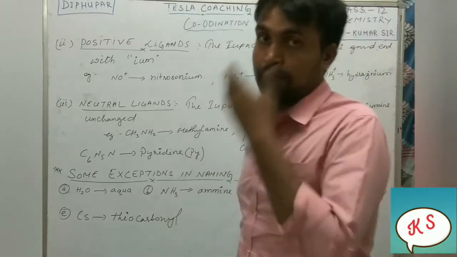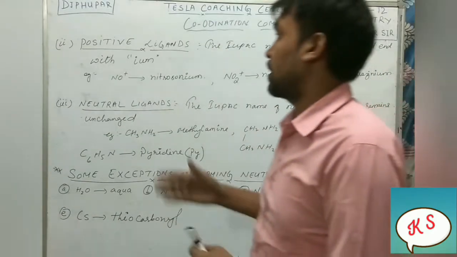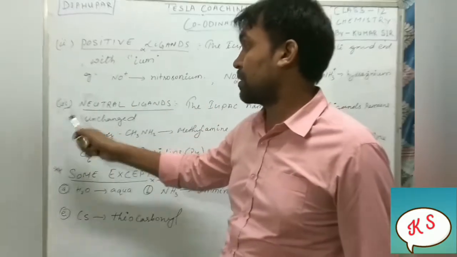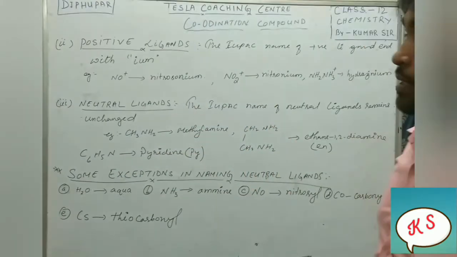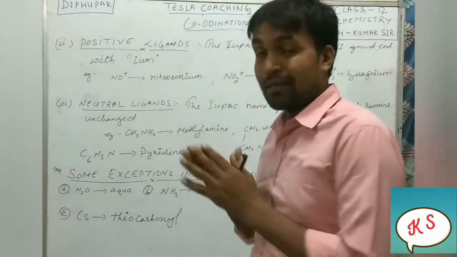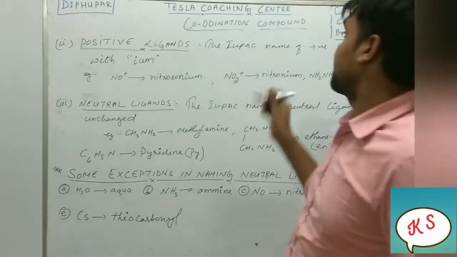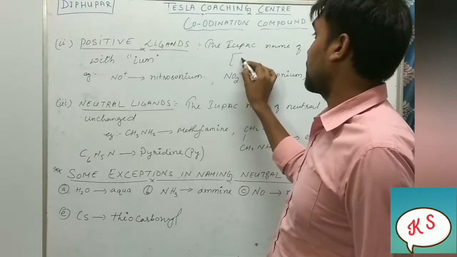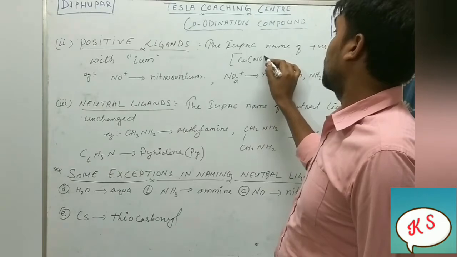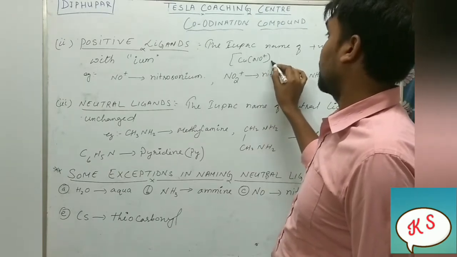The remaining types of ligands on the basis of charge are positive and neutral. Let us discuss them properly today. So whatever positive ligands there will be, when you are writing the IUPAC name, suppose here you have got NO⁺, three times.